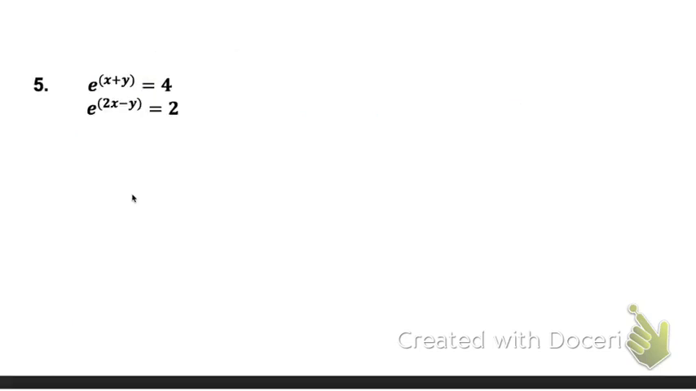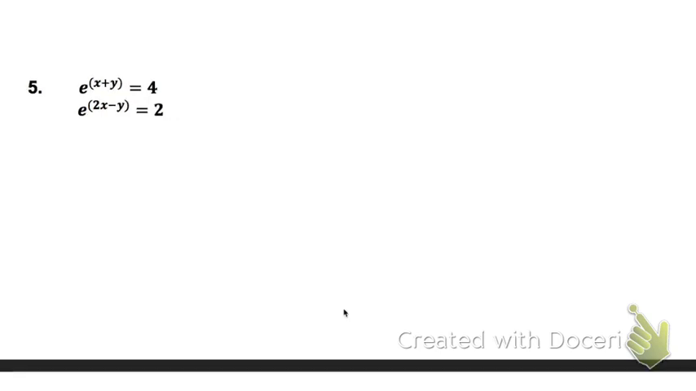So anytime you have two exponentials, like two e's, the first step in any type of problem where you see two e's together is converting them both to natural log or logarithmic form, because then it's easier. So if I want to write it in logarithmic form, what would that look like? x plus y equals ln of 4.